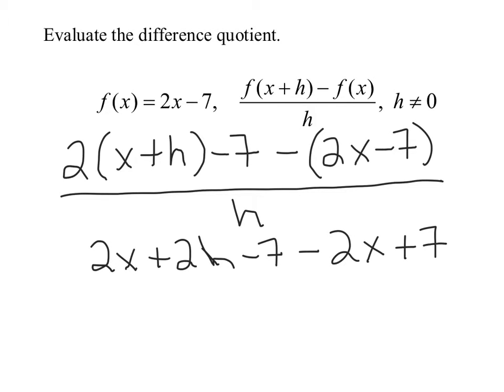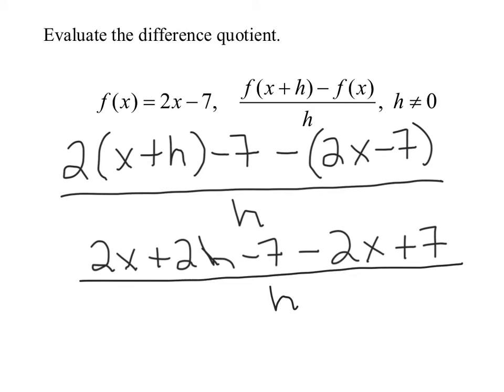Did you see how I did that? I had to distribute this negative, and when I did, I had a negative 2x, and then a negative 7. So we simplified the numerator, and then we are going to simplify again. Some of these terms will cancel out.